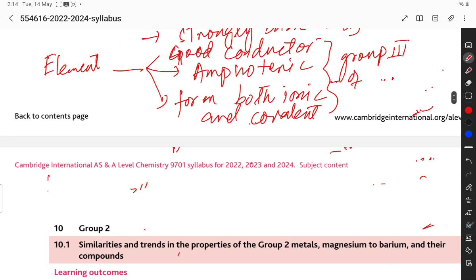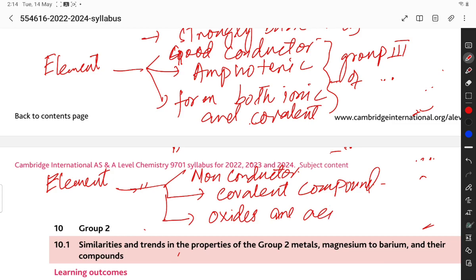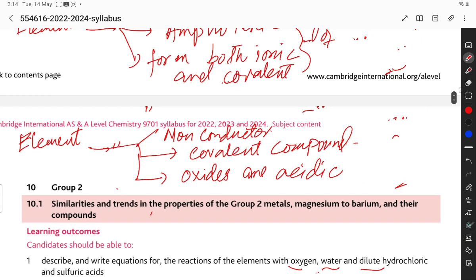Similarly, if an element is a non-conductor, forms covalent compounds and its oxides are acidic, it may belong to any of groups 4 to 7.